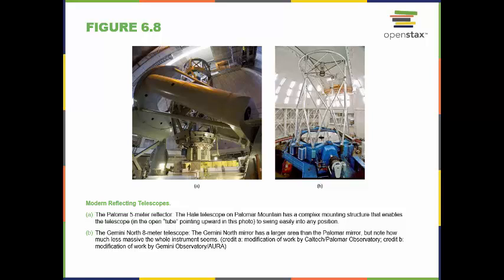Here we see the Palomar 5-meter reflector. And we also see the Gemini North 8-meter telescope. Notice the designs are very different. For the Palomar, the tube is completely enclosed, and for the Gemini, the tube is pretty much open.